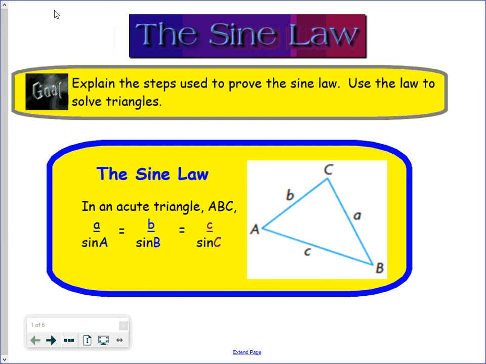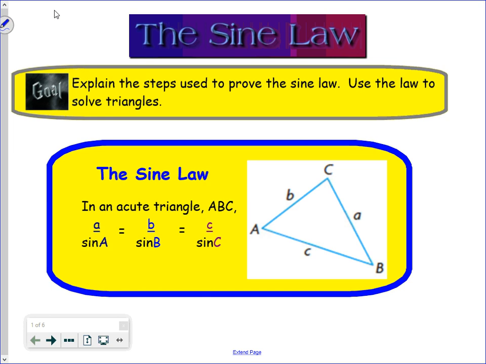In this lesson, we are going to work with the sine law, and we're going to be able to find different sides and angles of a triangle using the sine law. With the sine law, you do not have to have a 90-degree triangle. You don't have to have a 90-degree angle in any of the three angles in a triangle. This will work on any triangle.